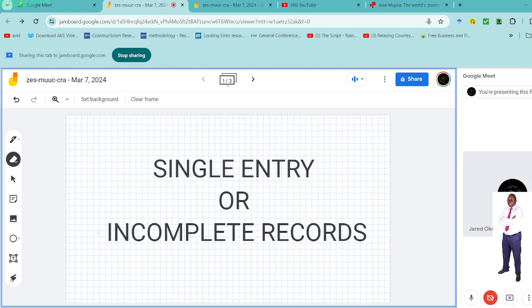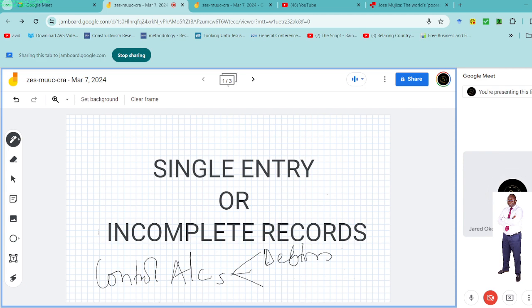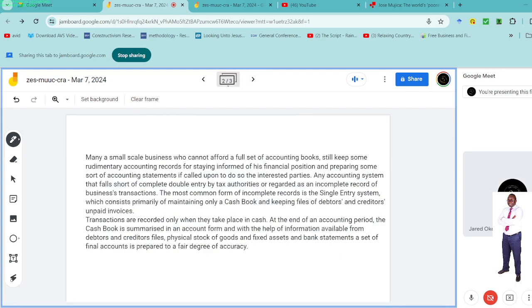If you remember in our previous discussion, we had something on control accounts, and we had them in two. We had a debtors control account and then we also had a creditors control account. So we are going to build on what we learned on our control accounts as we solve problems on single entry or incomplete records. So what are these?